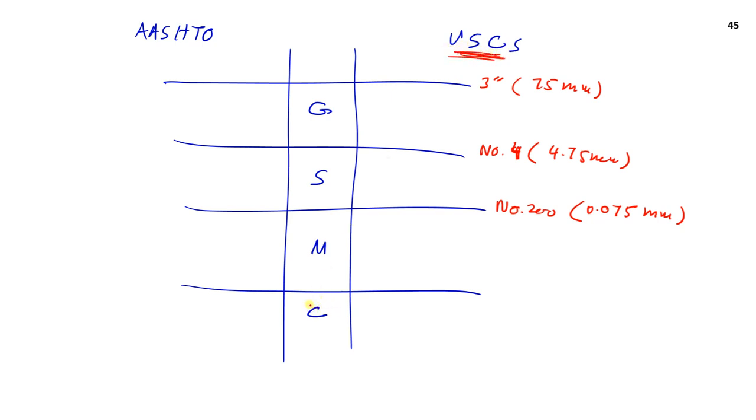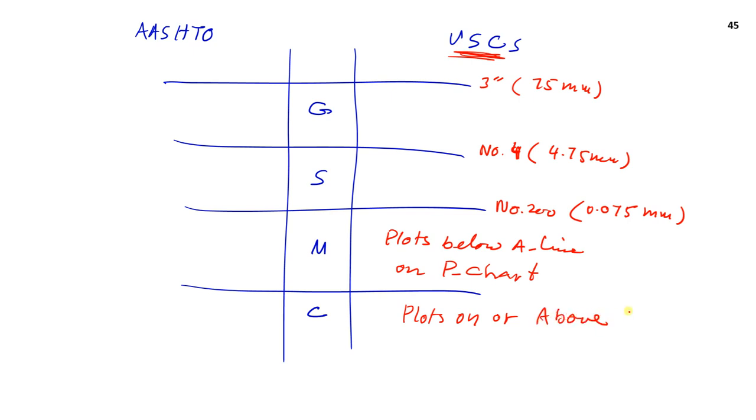Now, in the case of the unified soil classification system, how are we going to divide the silt and clay? We do not do the hydrometer analysis or sieve analysis. We are going to see if it falls on, above or below a line on the P chart. If it is silt, then it plots below the A line on the P chart. And what is the P chart? This is the plasticity chart. And what is clay? It plots on or above the A line on the P chart. Even if it is on the line, it will be called clay.